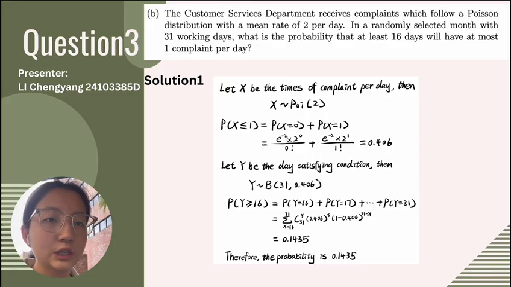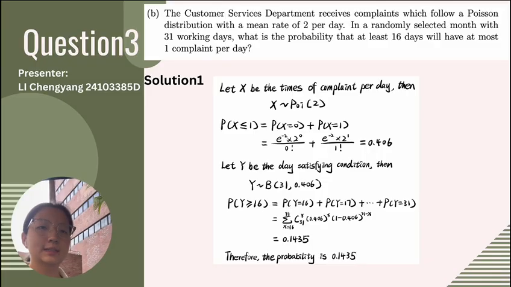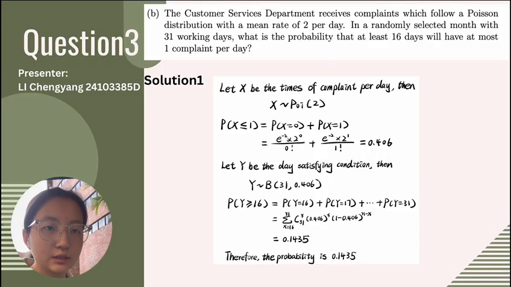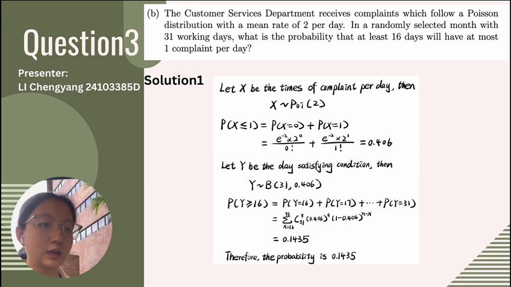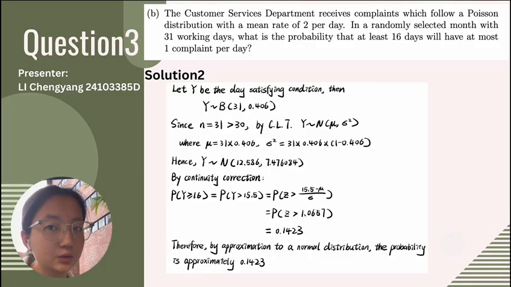Now let variable Y be the number of such days, which follows a binomial distribution with n equals 31 and p equals 0.406. Here we can have two solutions. The first one directly calculates the answer by binomial distribution. So the answer is 0.1435.